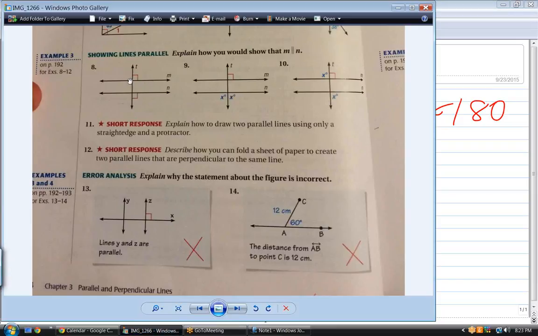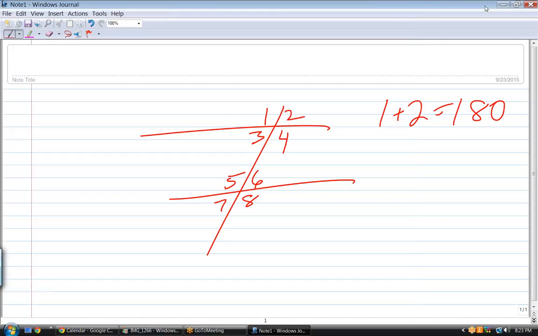Let me finish what I was saying here. All of the theorems that say that 3 is equal to 6 and 1 is equal to 8 work in reverse. What that means is that if 3 is equal to 6, then this line is parallel to that line. It's if and only if.